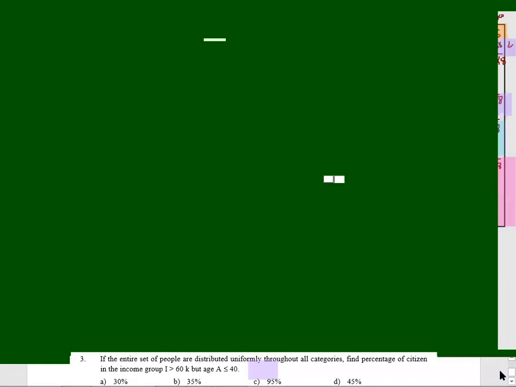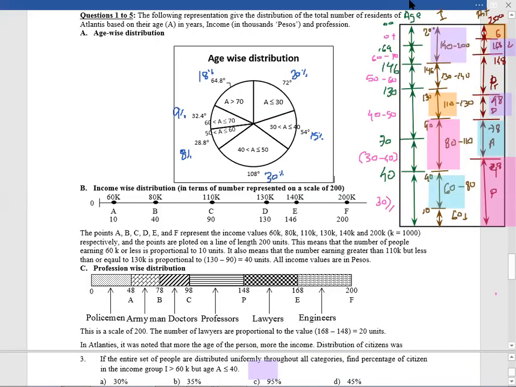The entire set of people who are distributed uniformly throughout all categories, find the percent of citizen in the income group of I more than 60 but age below 40. Which are the people we are talking about? I more than 60 is all of these people. Except below 10, everybody is above 60. Below 40 is this much.